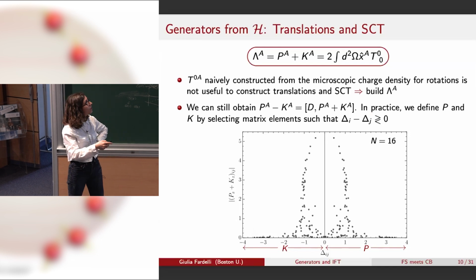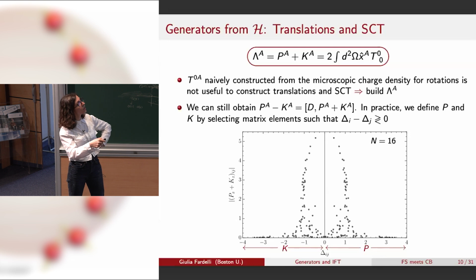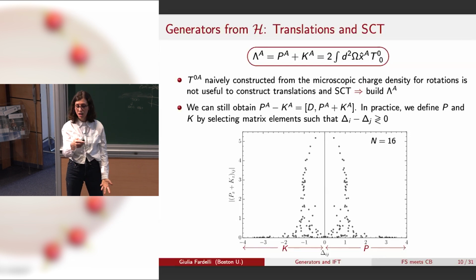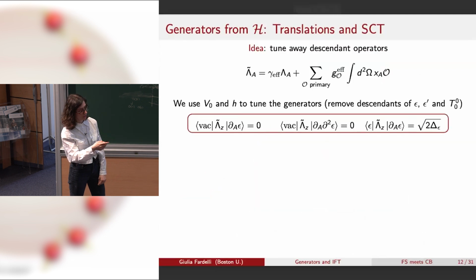Yeah, then we did something similar to the tuning we have done for the Hamiltonian. So in the Hamiltonian we're saying that H is like gamma times T00 plus contribution from primaries. But now you also have a contribution from descendants. That's what I was saying here.